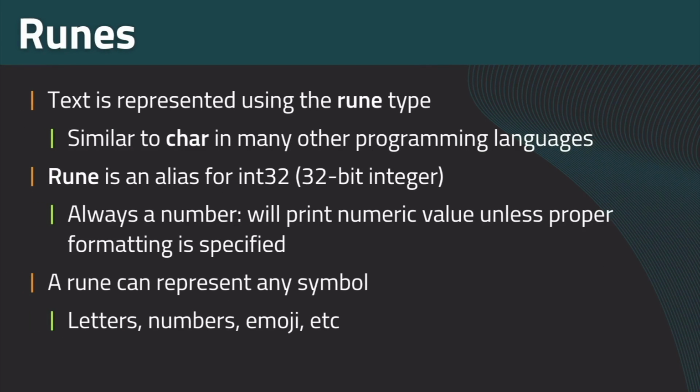Now let's talk about runes. Text in Go is represented using the rune type. This is similar to char in many other programming languages, like C. Rune is just an alias for int32, which is just a 32-bit integer. Since runes are just an alias for int32, you're actually just working with numbers whenever you're working with a rune. This includes when you try to print out messages using runes. In order to print the actual character it represents, you'll have to use a special formatting operation, which we'll cover later. Runes can represent any symbol, and this includes letters, numbers, and emoji.